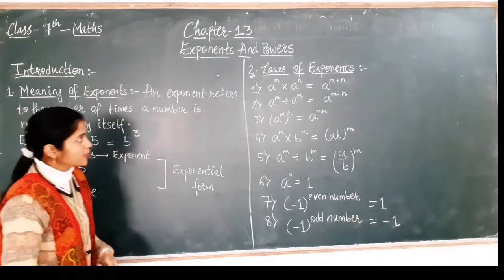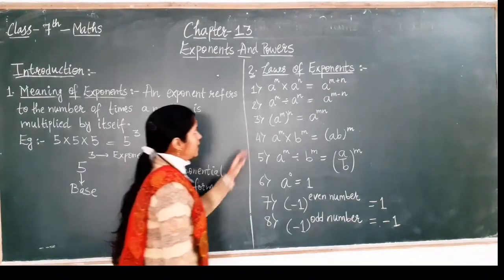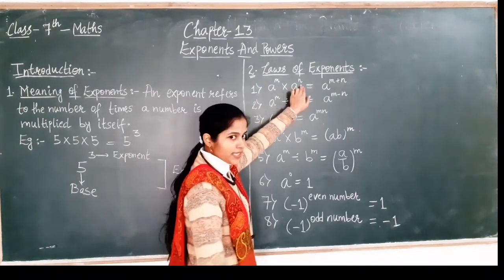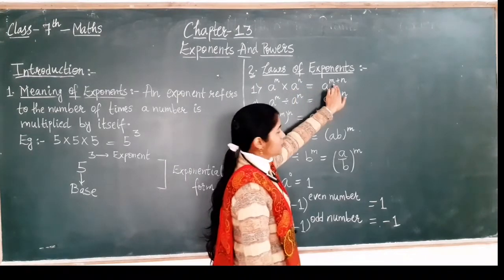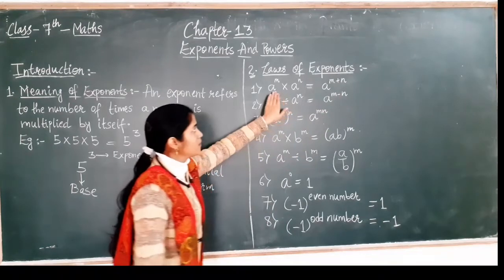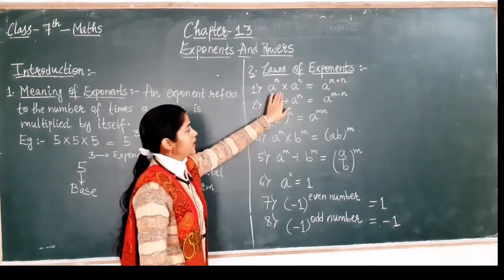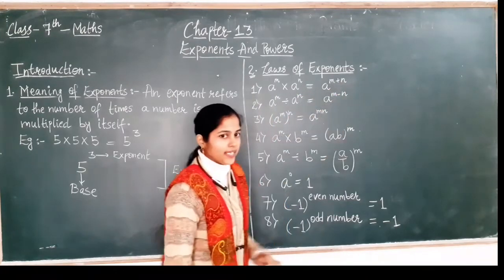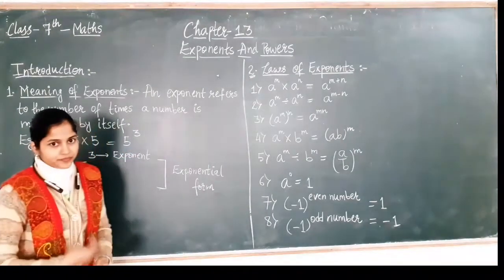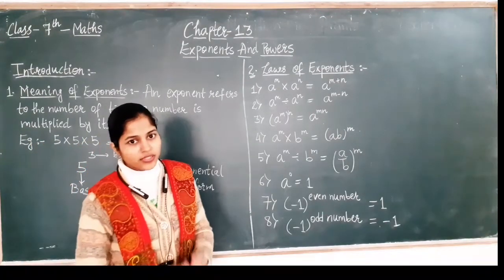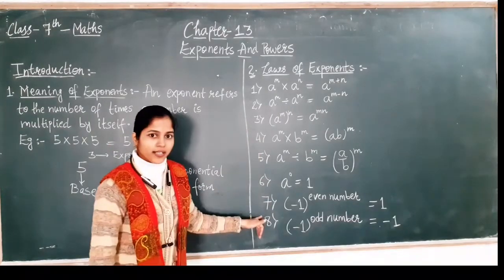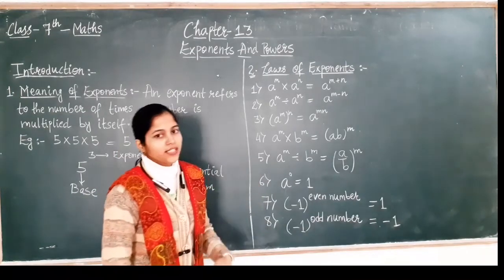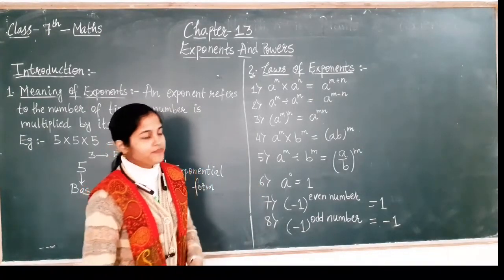Now let's move on to the next topic, that is laws of exponents. The first law says a raised to the power m into a raised to the power n is equal to a raised to the power m plus n. If we are multiplying both these, a raised to the power m and a raised to the power n, then we'll get the product as a raised to the power m plus n. If you try to solve the questions without these formulas, you will be unable to solve them. That is why you should know all these formulas, so that you can solve the questions.